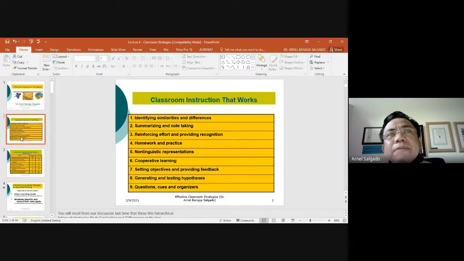Number 2, summarizing and note taking. Usually this is going to be at the end. When you're going to deliver your class, you're going to make sure that you make a review, you're going to make a summation or the summary of the class so that you can actually recap. You will be able to evaluate if the students were able to get what you want to teach them. Then, of course, the note taking. This must be emphasized with the students.